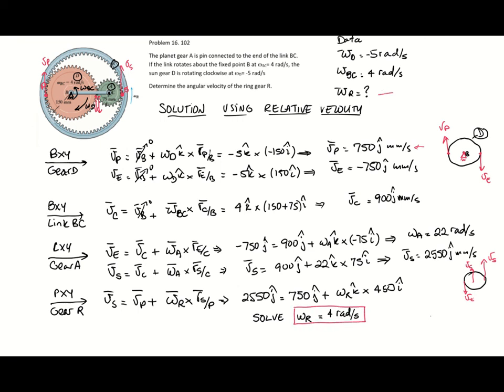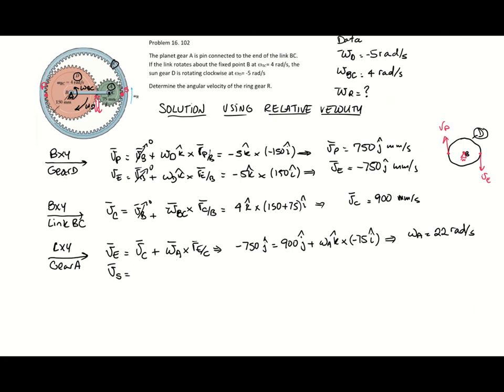This one right here. Just to review what we did, we fixed a system to each of the bodies, and wherever we fixed our system, that was our angular velocity. Here is BC, here is A, and here is R. And those angular velocities are always absolute.